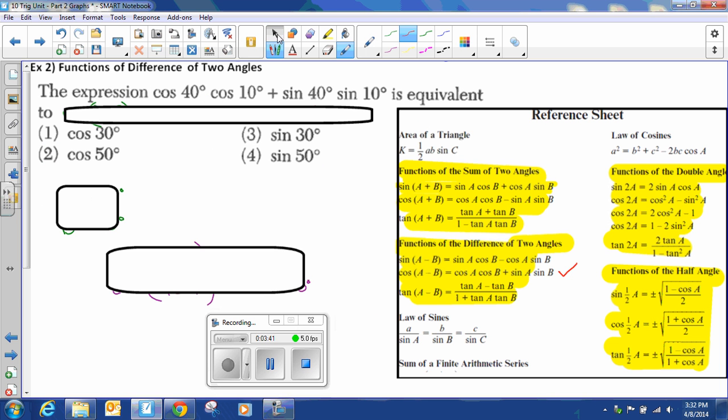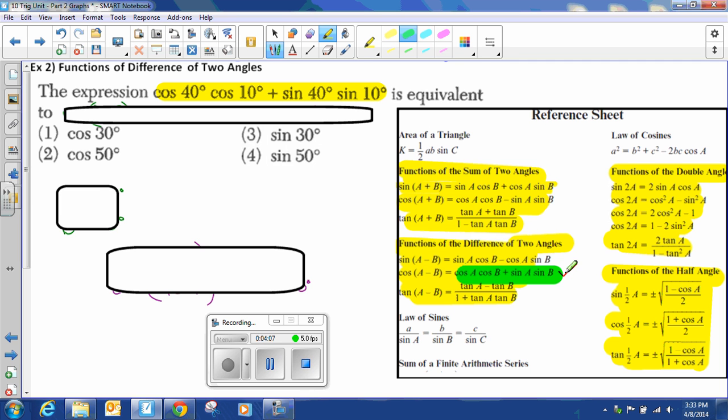Next example. The expression cosine 40 cosine 10 plus sine 40 sine 10 is equivalent to one of these options. So we're going to look for a match. We're going to go ahead and highlight this. And we're looking for the pattern cosine, cosine, plus sine, sine. So we look down here, and here it is. Cosine, cosine, plus sine, sine.